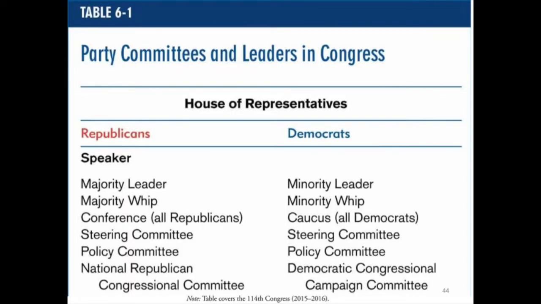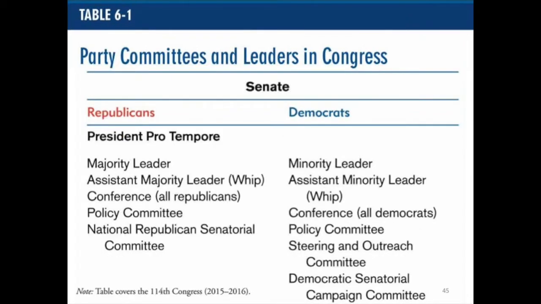These next slides show the party committees and party leaders or House leaders. The next slide shows the same for the Senate. Of course, the most important of these positions are for the House, the Speaker of the House, and for the Senate, the Majority Leader.